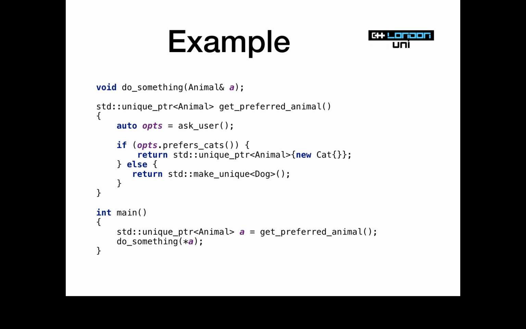And at this point, at the closing brace, all our local variables get destroyed. Well, we've only got one, it's A. So A gets destroyed, so it calls the destructor of unique pointer. And what that will do, we'll call delete with its internal pointer. That will call the animal destructor, and then return the memory we allocated to the operating system. Free the allocated memory.